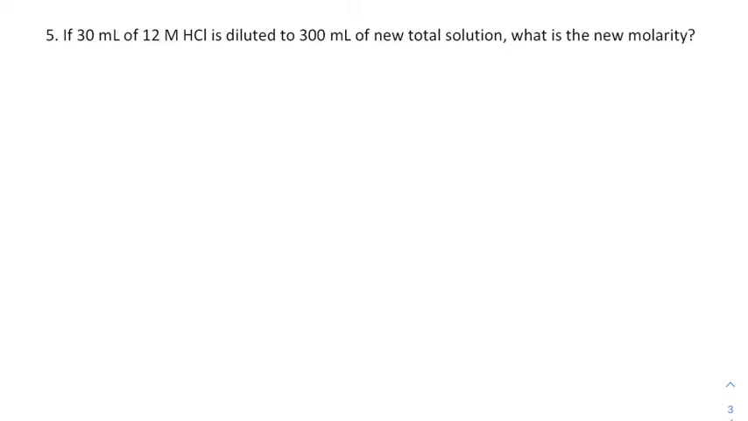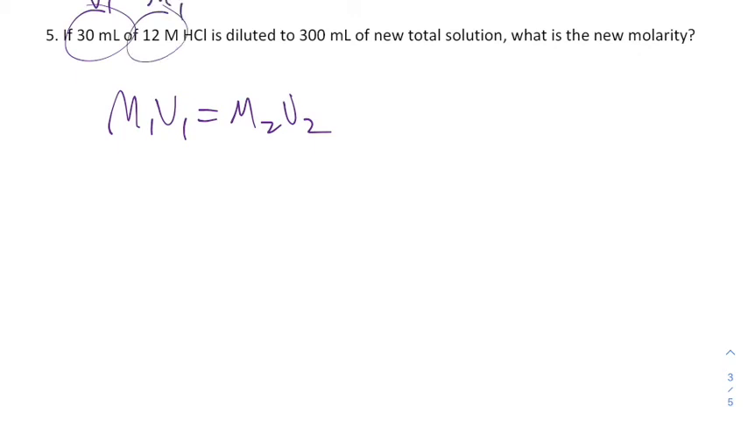Number 5 is a simple dilution problem. Here's our first M1V1 equals M2V2. How do you know that? Because they gave you a volume, they gave you a molarity, they gave you a new volume that it has been diluted to, and they want to know what the new molarity is here. That's X. So this is a simple plug and chug.